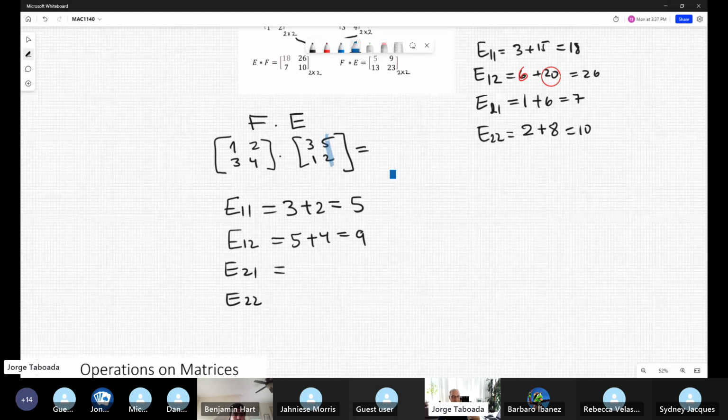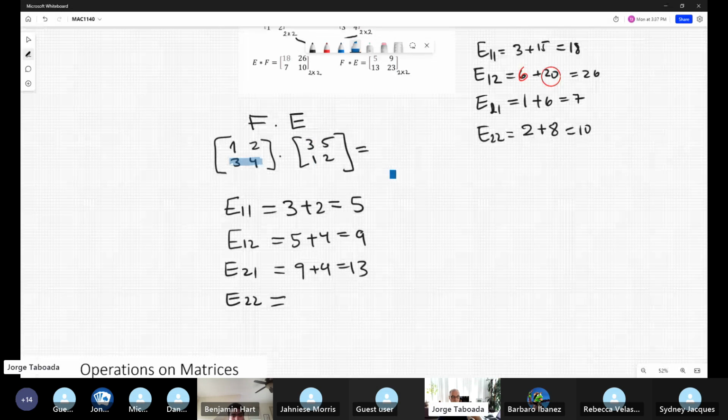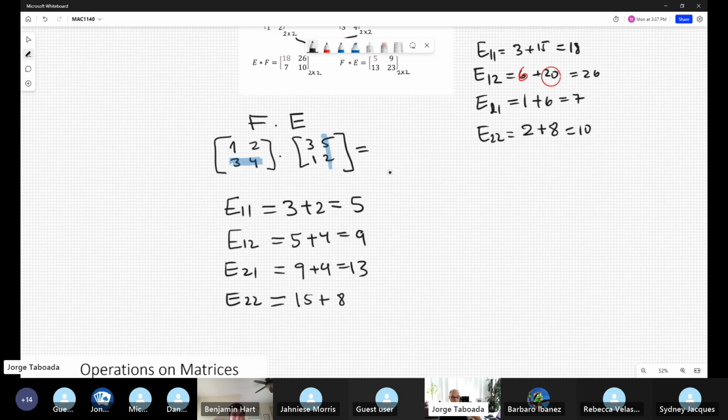And now I dedicate my time to the multiplication of row 2 in the first one. First of all, column 1, so it is 3 times 3 is 9, and 4 times 1 is 4, 13. And now the multiplication of row 2 and column 2 of the second, which is 3 times 5, 15, plus 4 times 2 is 8, 23.